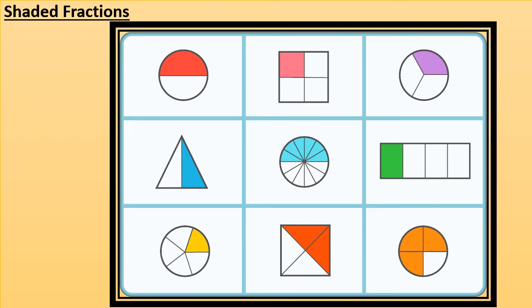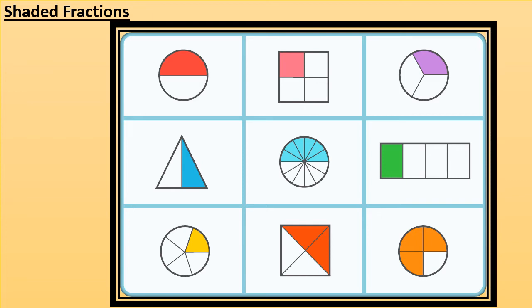Now next see the circle. The circle is divided into 3 equal parts, out of which one is shaded purple. So it is 1 by 3. Next triangle, it is half shaded, so the shaded area is 1 by 2. Now next see the circle. It is divided into 12 equal parts, out of which 6 are shaded. So 6 by 12 is the shaded area of this circle.